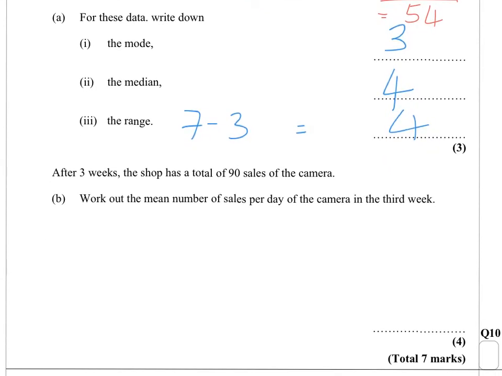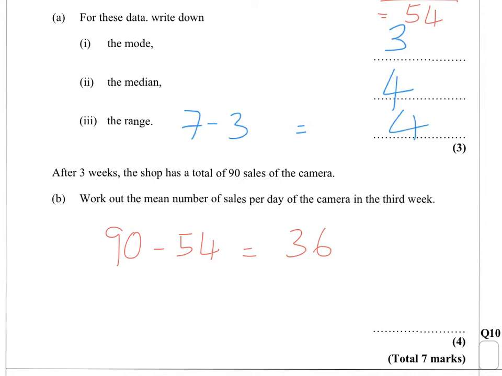After 3 weeks, we're told there are 90 sales. So how many sales in the 3rd week can we deduce? It would be 90, take away the 54 sales from the first 2 weeks, which gives you 36 sales in that 3rd week. So 36 sales in the last week. But what does the question say? Work out the mean number of sales per day of the camera in the 3rd week. Okay, so 6 days of selling.